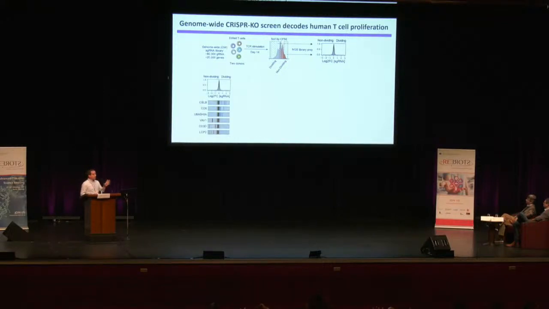So here I'm showing 3 exemplar positive hits and 3 negative hits. CBL-B, CD5, and UPASH3A are all known negative regulators of T-cell proliferation and T-cell signaling. So here, each line is a guide, and because we have multiple guides targeting each gene, we're confident that these are true hits because there's multiple guides that are targeting them that are enriched in the positive population.